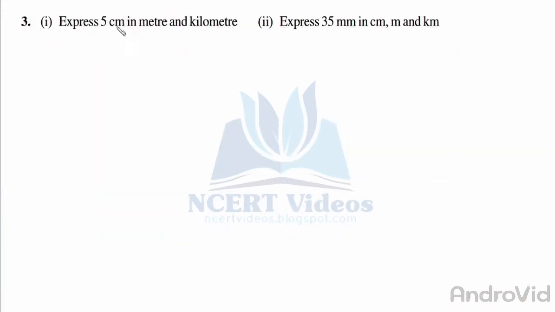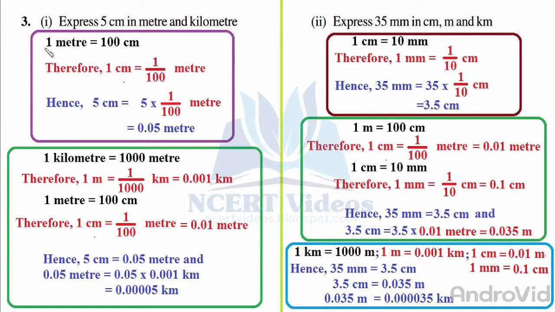Third, express 5 centimeter in meter and kilometer. Second is express 35 mm, that is millimeter, in centimeter, meter and kilometer. Here the conversion factor is 1 meter equal to 100 centimeter. This you have to learn. Therefore, 1 centimeter, simple unitary method.